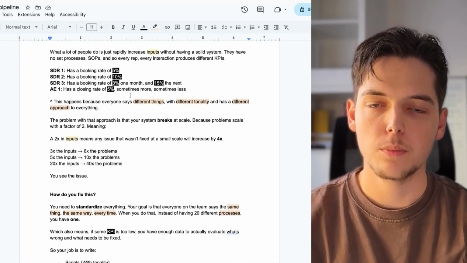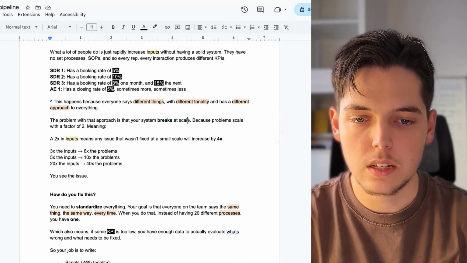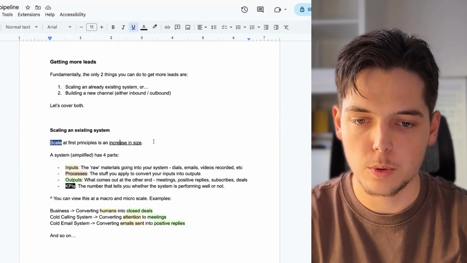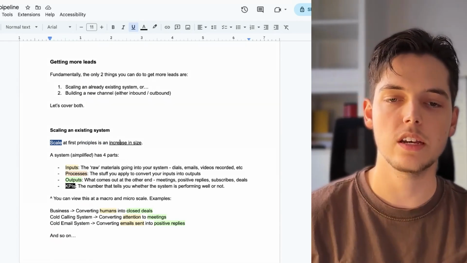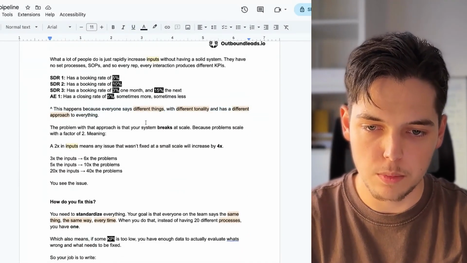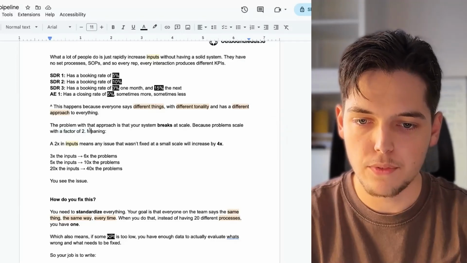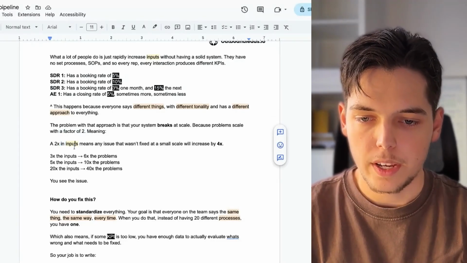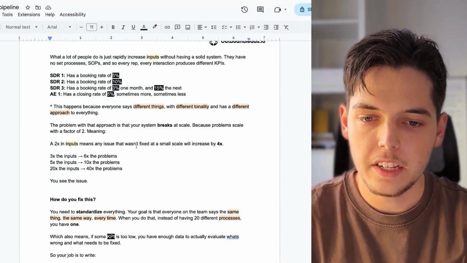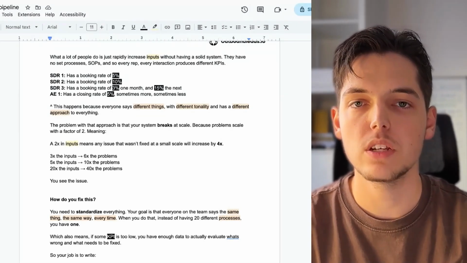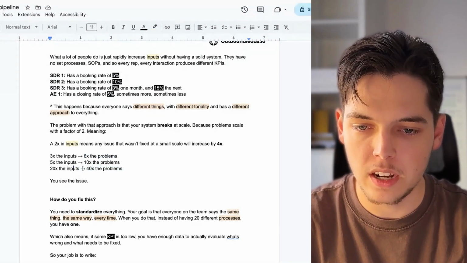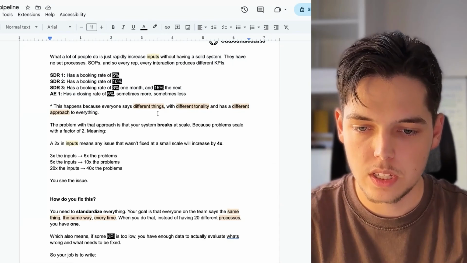And the problem with that approach is that your system breaks at scale. As I said, scale at first principles is an increase in size. So you have a system and now you say, let me just do more inputs, and then everything's going to break. Because the problems scale with a factor of 2. A 2x in inputs, let's say instead of 100 dials, you do 200 dials, means that any issue that wasn't fixed at a small scale will increase by 4x, not 2. If you 3x the inputs, you get 6 times the problem. If you 20 times the inputs, you get 40 times the problem. You see the issue.